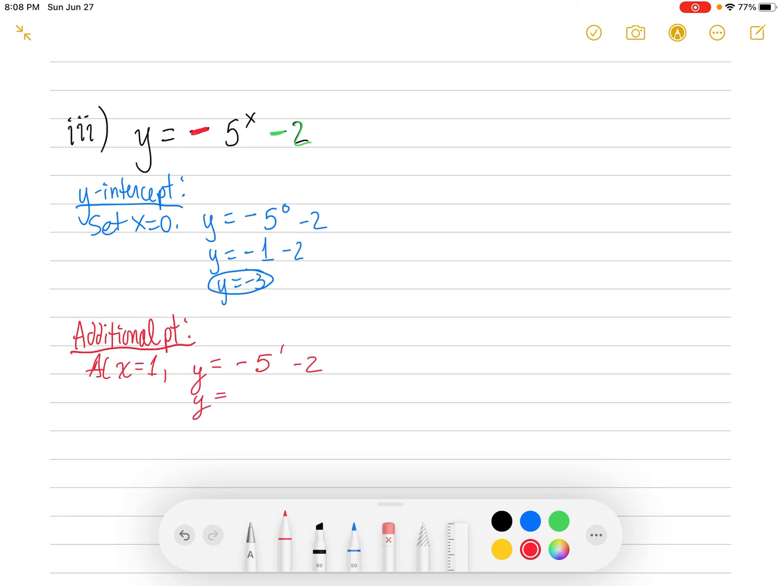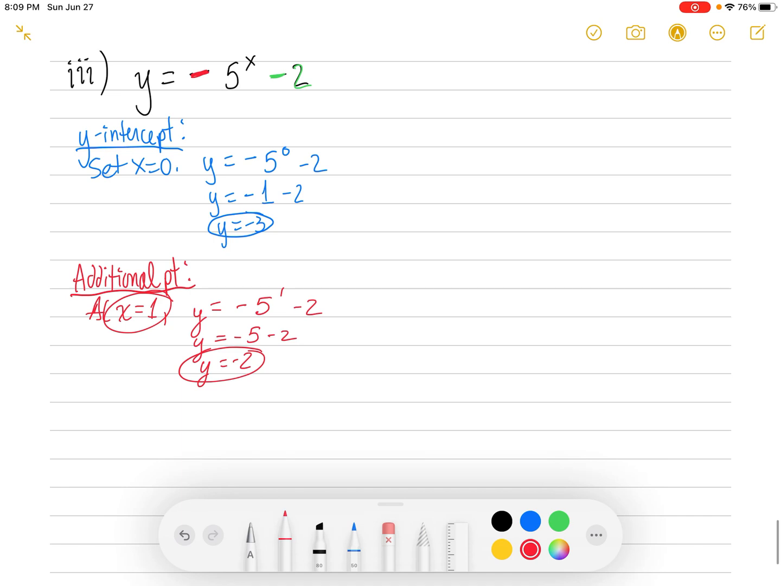To do that, I'm going to set x equal to 1 and figure out what y is. At x equals 1, y is, so we'll have negative 5 to the 1 power minus 2. So you're going to have, first of all, negative, then do 5 to the 1. 5 to the 1 is 5, so we got negative 5 minus 2. So negative 5 minus 2 is negative 7. So we have a point of 1 comma negative 7.